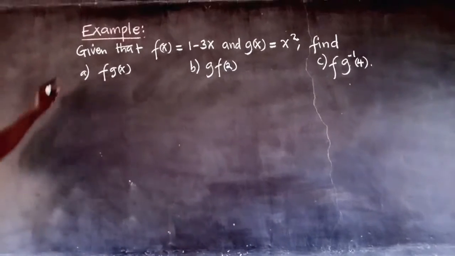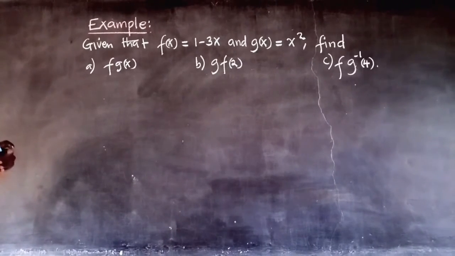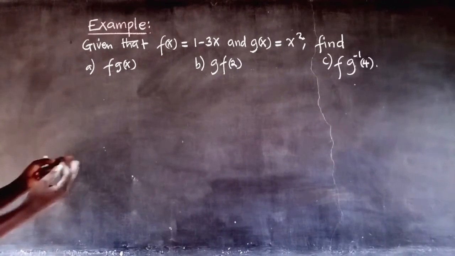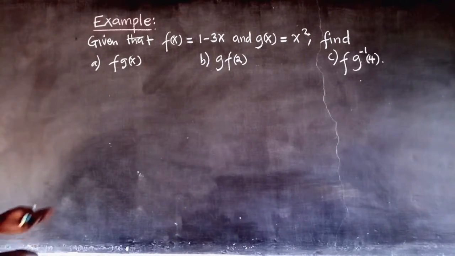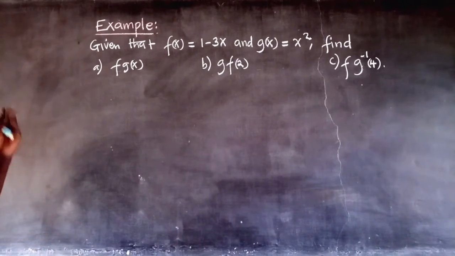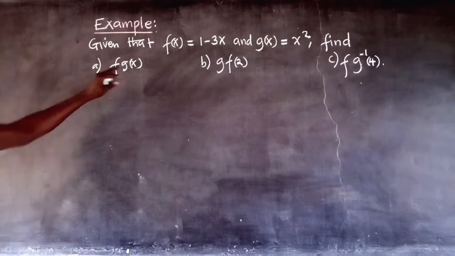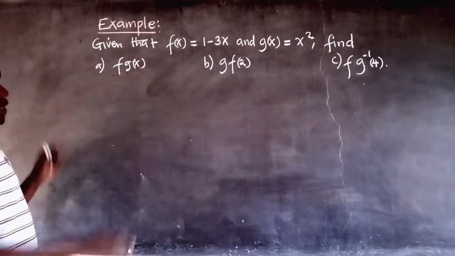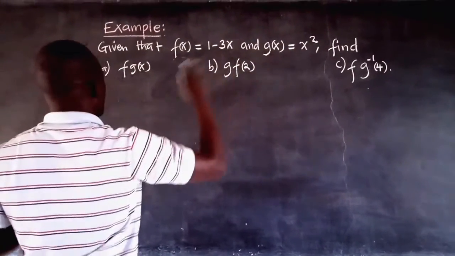Yes, now we're looking at an example. Remember, we're looking at composite functions, but in working here, we can also be asked about the inverse function mixed together with the composite function, because we have already looked at the inverse functions. Now look at this one, composite of fg of x, given that f of x is 1 minus 3x and g of x is x squared.